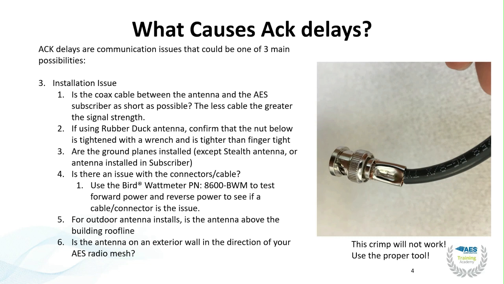For outdoor antenna installs, is the antenna above the building roof line? Is the antenna on the exterior wall in the direction of your AES radio mesh network? As you can see here, this crimp is not going to allow radio signal to pass through it.